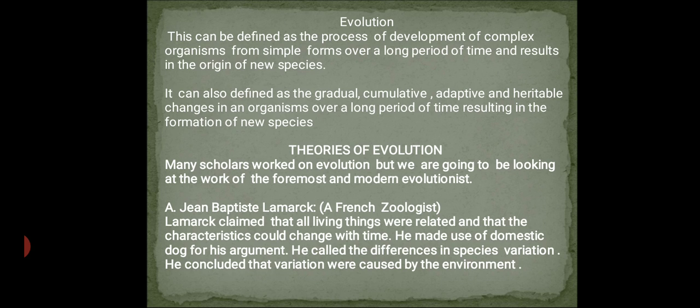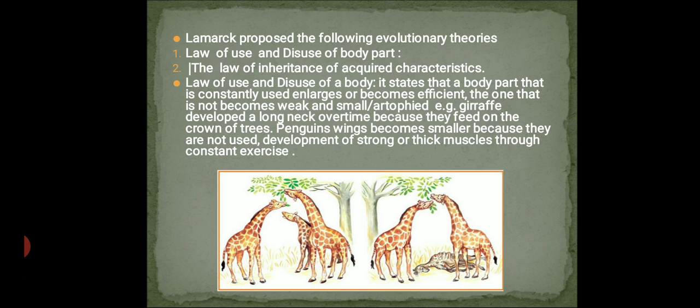It can also be defined as gradual, cumulative, adaptive, heritable changes in an organism over a long period of time, resulting in formation of a new species. We have theories of evolution. We look at two theories. We look at the work of the foremost and modern evolutionists. These include the work of Jean Lamarck and Charles Darwin. Jean Lamarck, a French zoologist, propounded two evolution theories. The first one, law of use and disuse of body parts, and the second, law of inheritance of acquired characteristics.